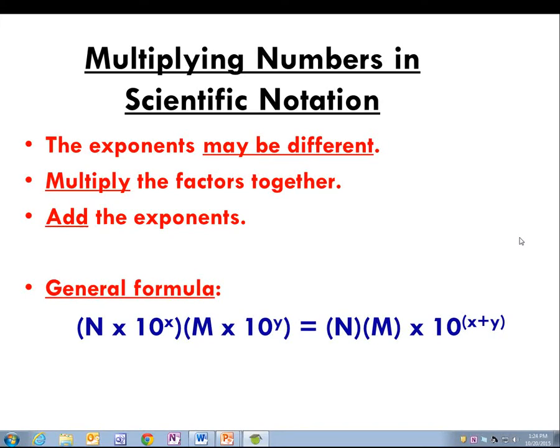Formula. We have N and M, where N and M are numbers. N times 10 to the x multiplied by M times 10 to the y is equal to NM times 10 to the x plus y. In the formulas that we had yesterday, we had it be 10 to the x, or 10 to the power of x, because they had to be the same thing. This one we do not. Does anybody not have that yet?